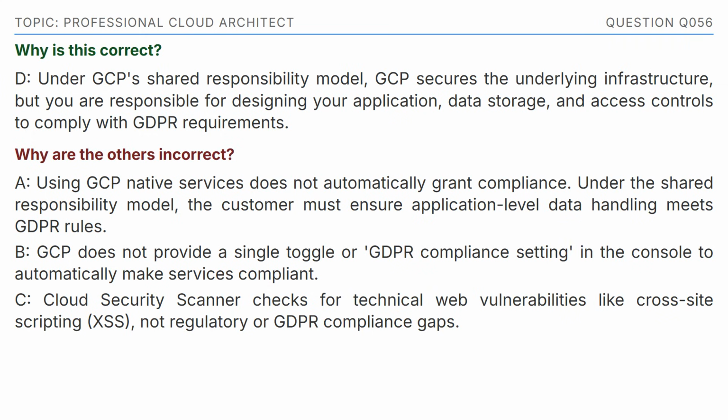Why are the others incorrect? A. Using GCP native services does not automatically grant compliance. Under the shared responsibility model, the customer must ensure application-level data handling meets GDPR rules. B. GCP does not provide a single toggle or GDPR compliance setting in the console to automatically make services compliant. C. Cloud Security Scanner checks for technical web vulnerabilities like cross-site scripting, XSS, not regulatory or GDPR compliance gaps.